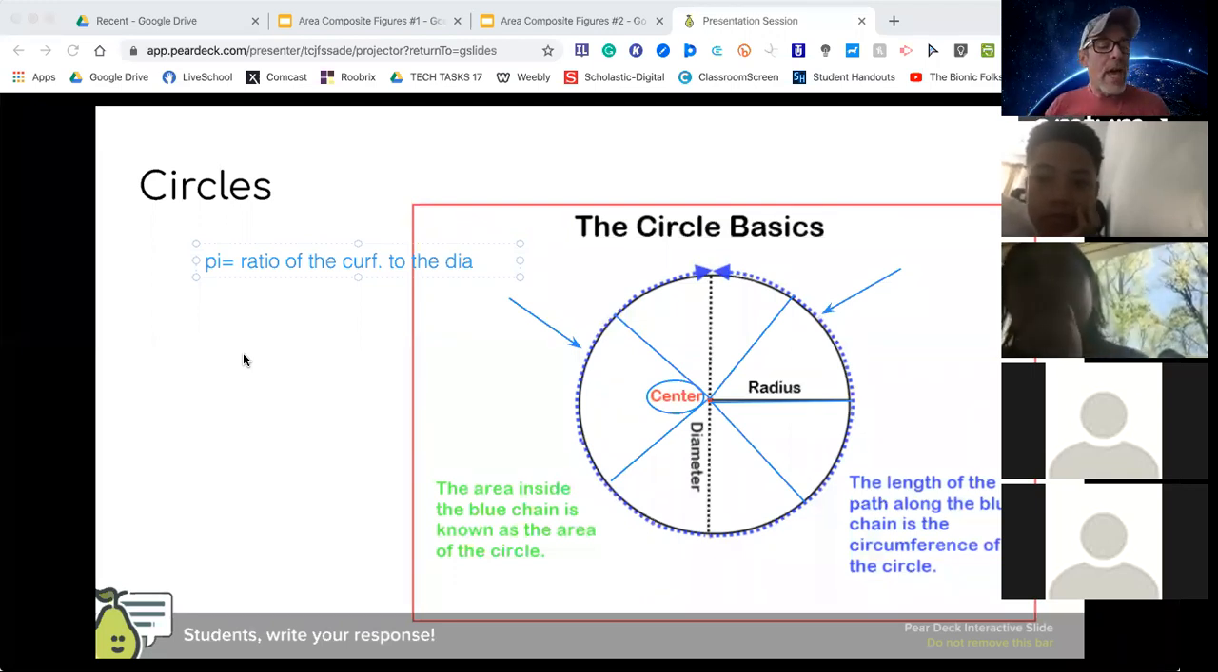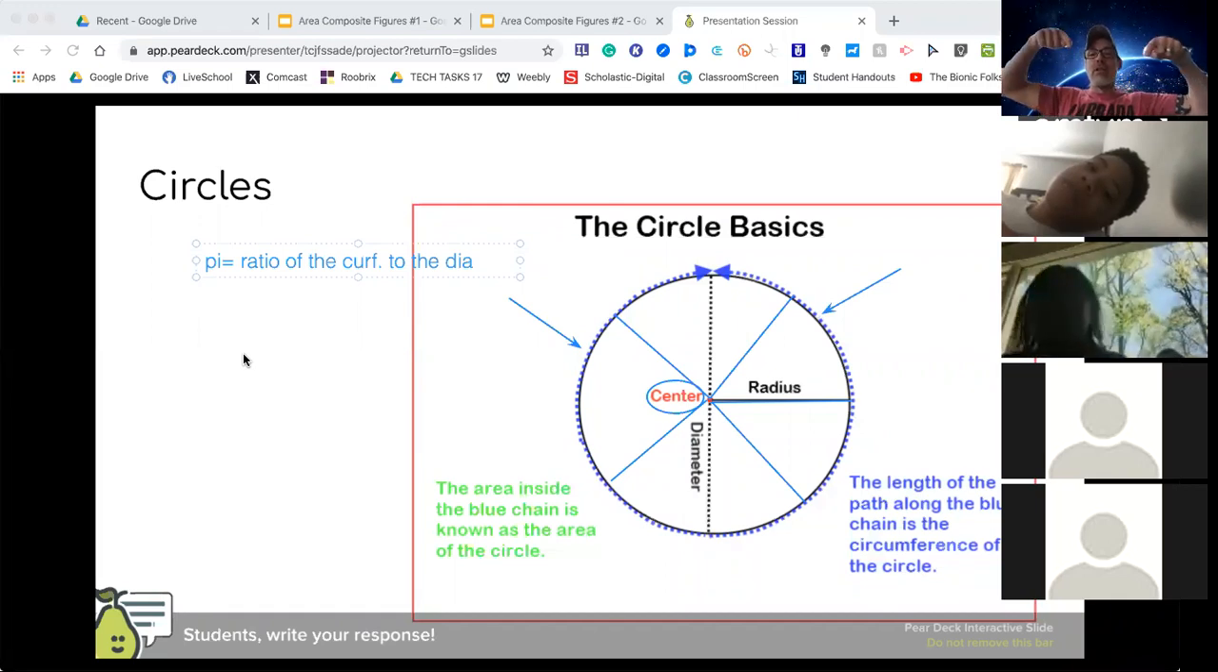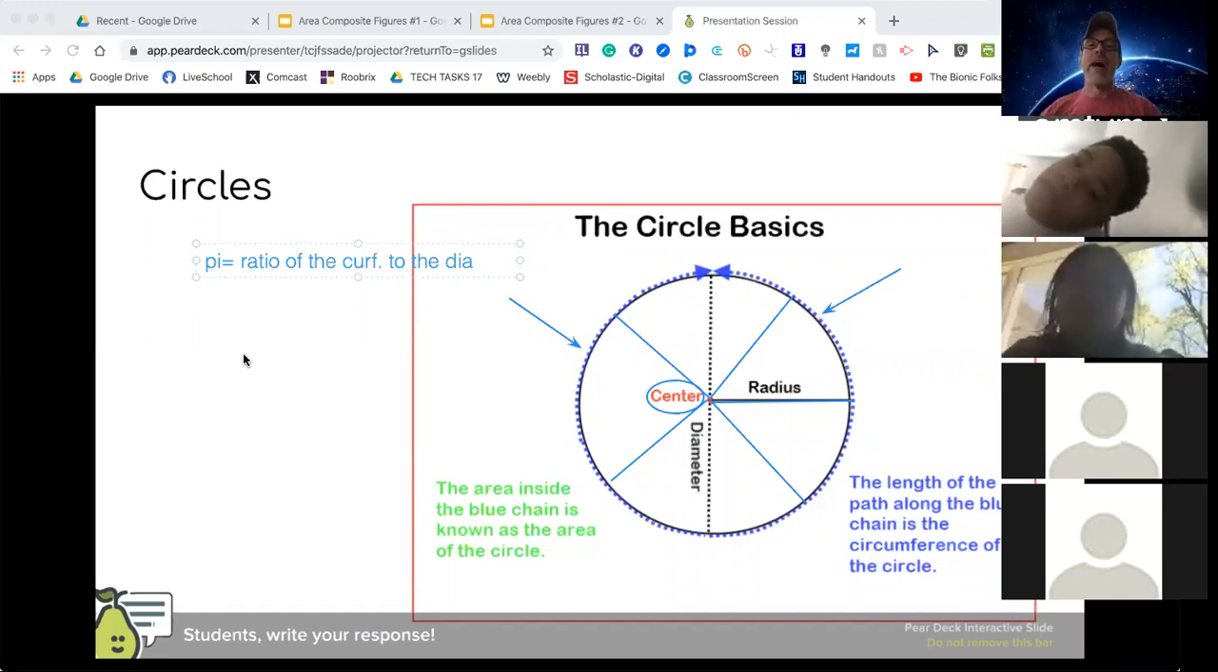For example, have you ever heard somebody say, oh, that tree has a diameter of a foot? Well, they can't literally put a ruler through the tree. So what they do is they take a tape measure. The tape measure goes around the tree. They take that amount, divide it by 3.14, and that's how thick the tree is.